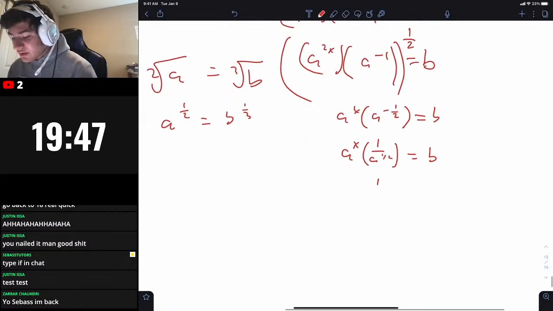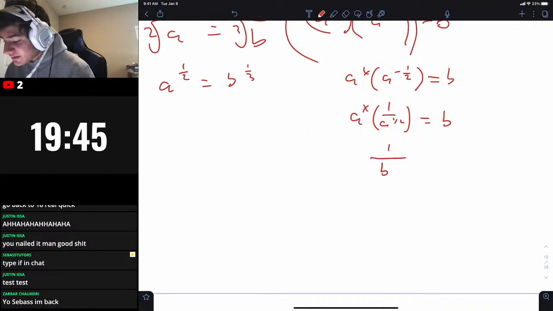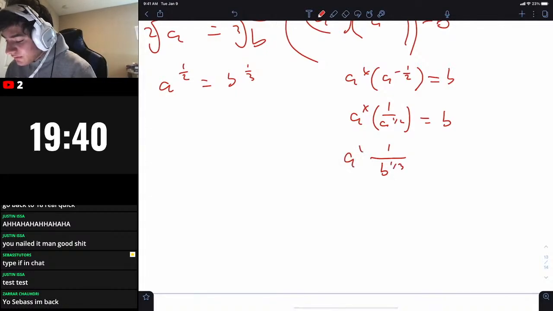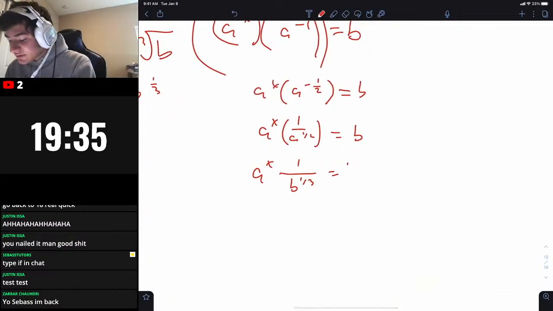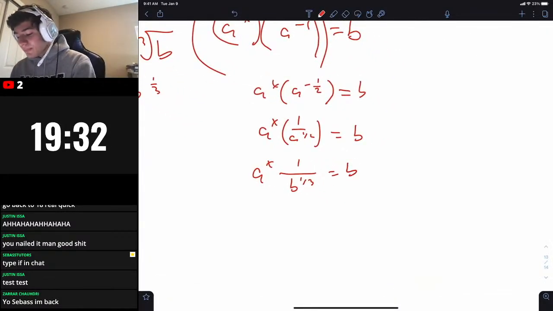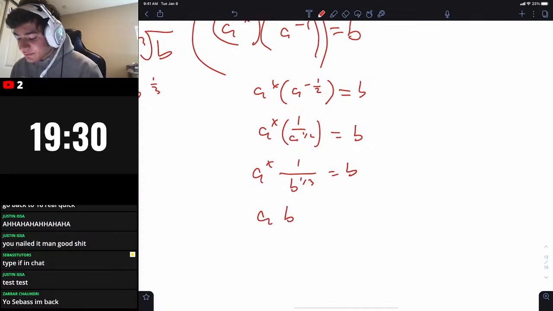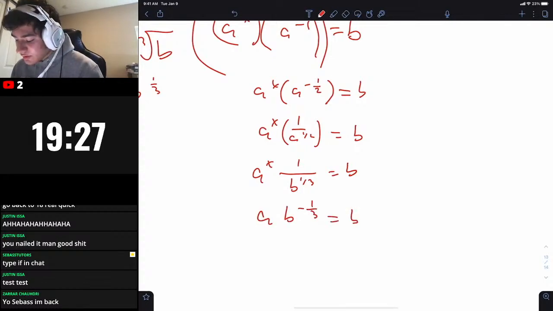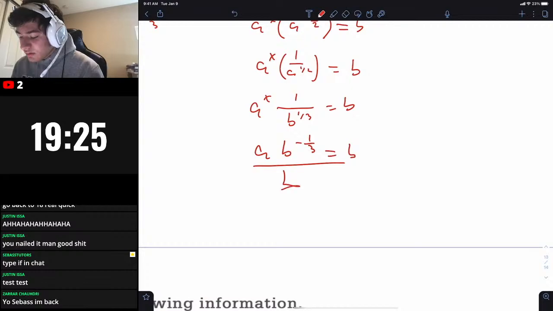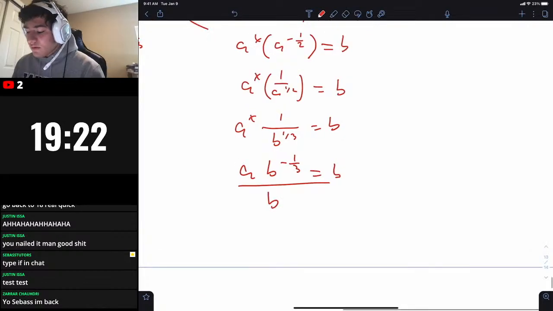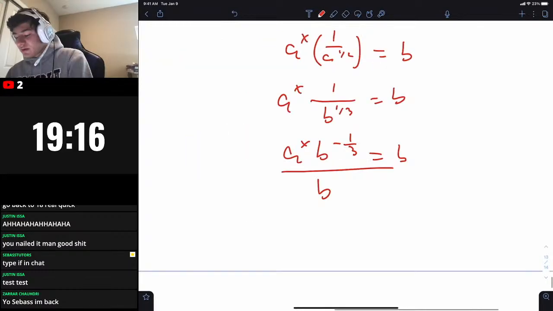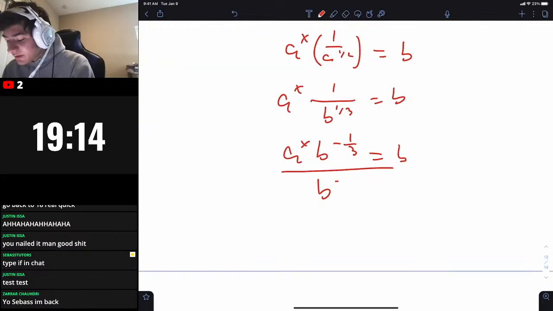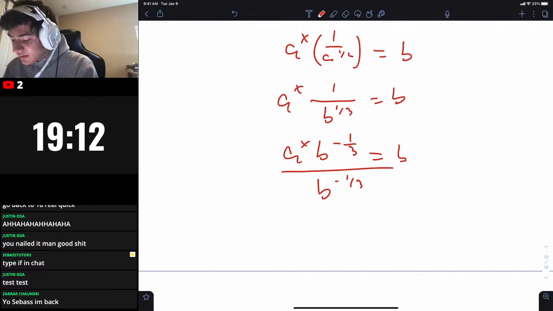Which is 1 over b to the 1/3, right? Because a to the 1/2 equals b to the 1/3. So a to the x times... So for what value of x? This is really rough. Okay, man. So this is b to the negative 3. So a times b to the negative 1/3 equals b. Can I divide here? Value of x. Where did my x go? Oh, there it is. Thank God. Okay. We're going to divide by b to the negative 1/3 on both sides. Yeah, this is not good.